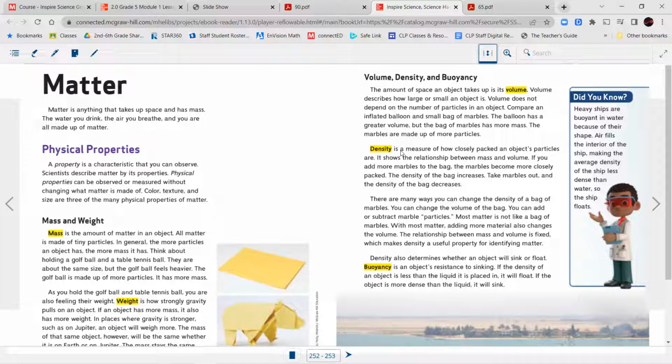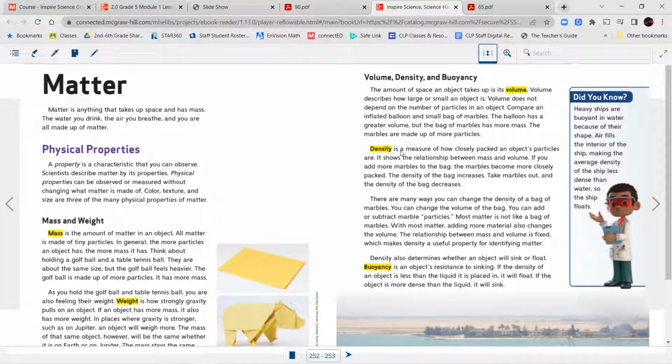Density is a measure of how closely packed an object's particles are. So it shows the relationship between mass and volume. If you add more marbles to the bag, the marbles become more closely packed. The density of the bag increases. If you take the marbles out, the density of the bag decreases because there are fewer marbles in there, there's more space in between them. There are many ways you can change the density of a bag of marbles. You can change the volume of the bag. You can add or subtract marble particles, so adding or subtracting marbles from the bag.